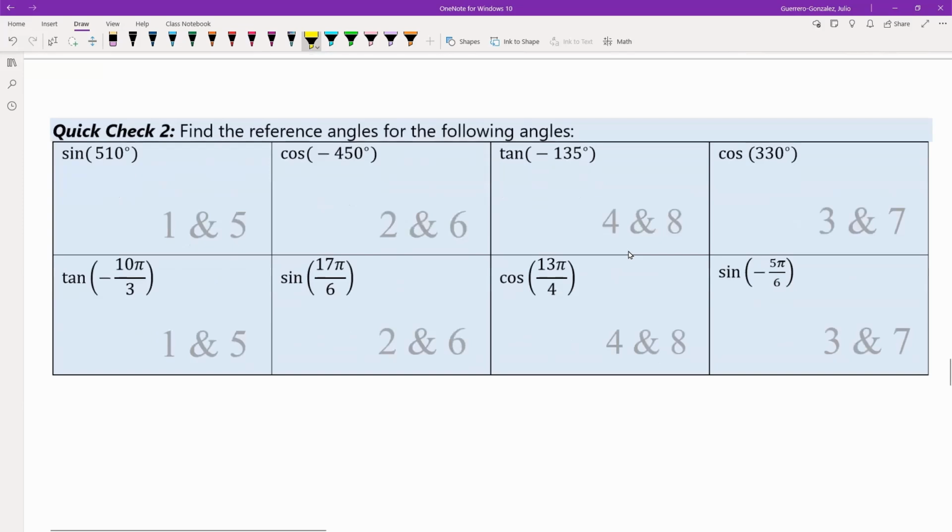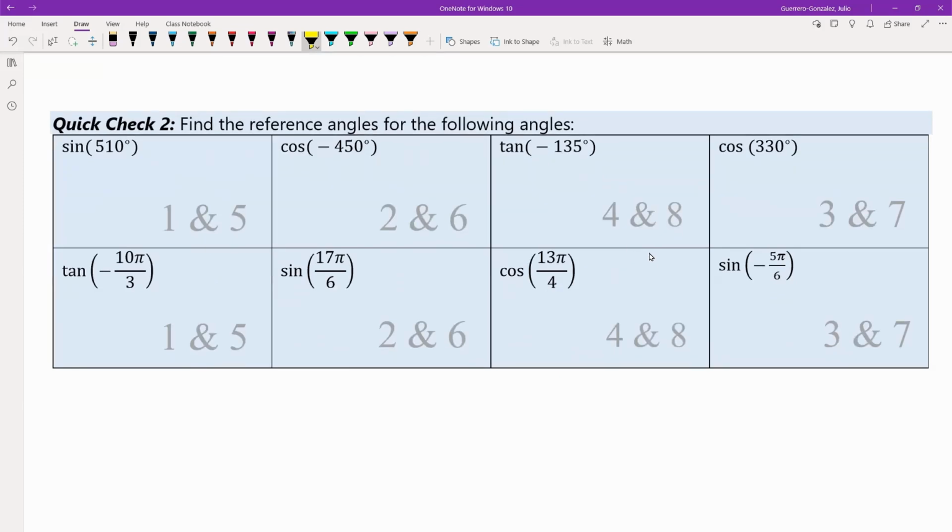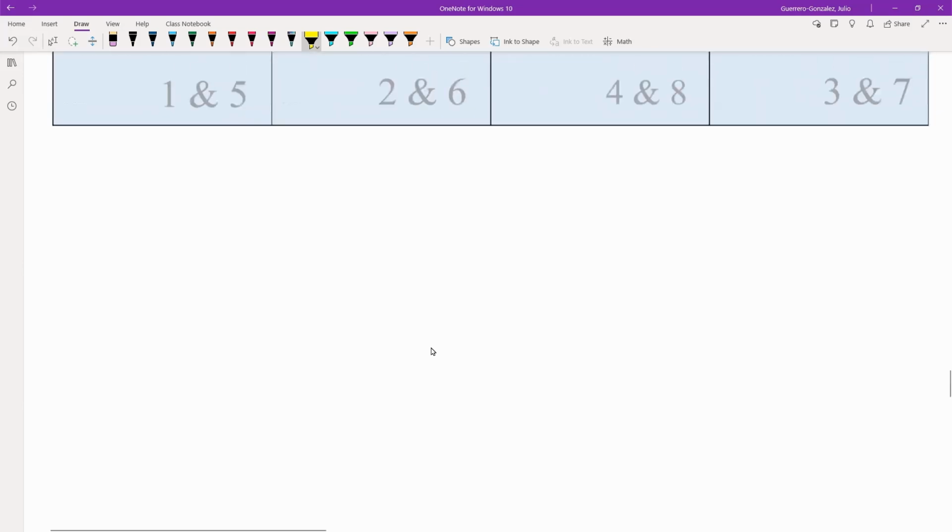And then I'm going to have you guys find the sine, the cosine, and the tangent of all of them in class, so you can all get comfortable using reference angles to find sine and cosine of whatever else you might need.